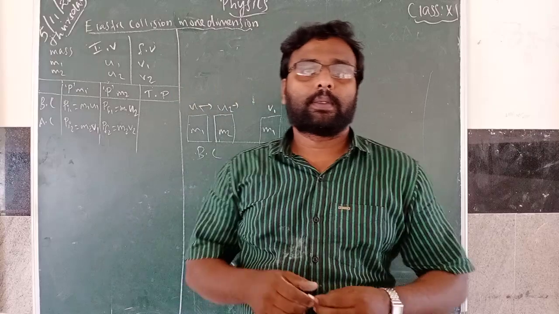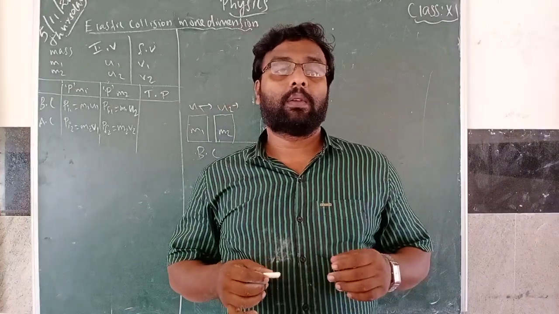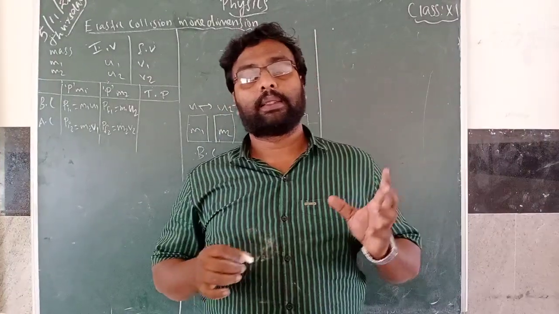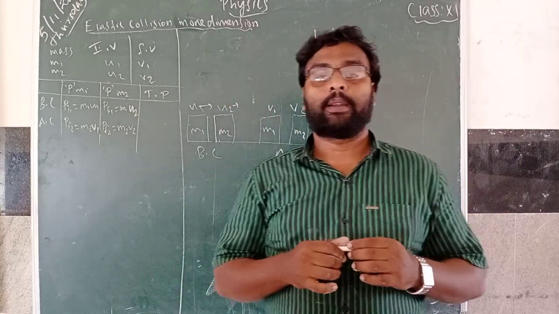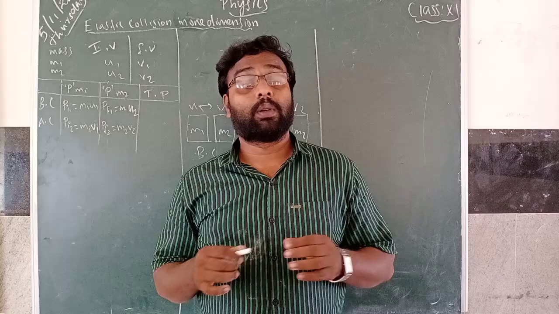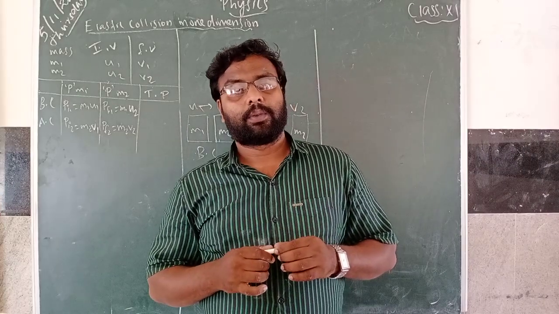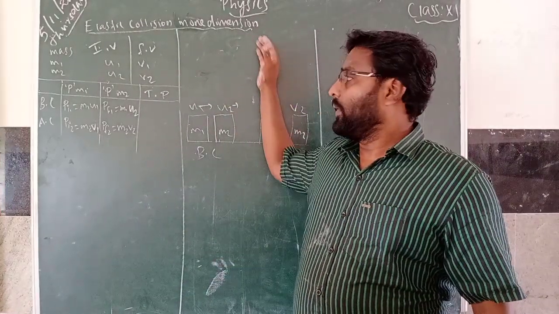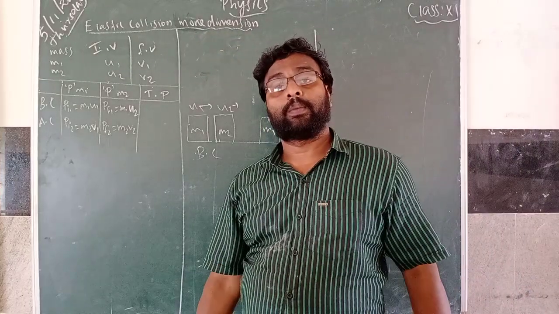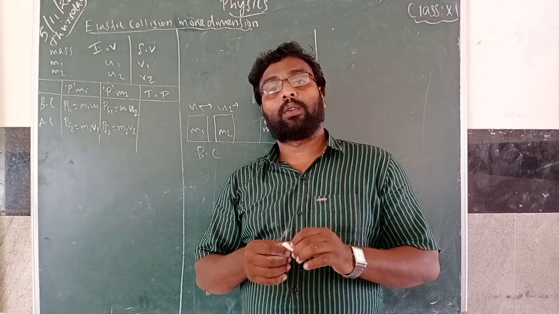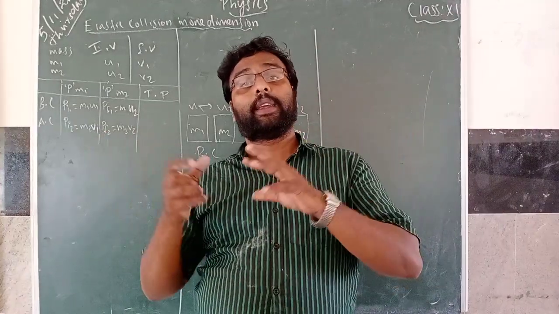Good morning, students. In the previous video we discussed power and the relation between power and velocity. Last time we also discussed the types of collision, elastic collision and inelastic collision. Today we are going to derive the elastic collision in one dimension. For that, assume two objects which are hitting each other.